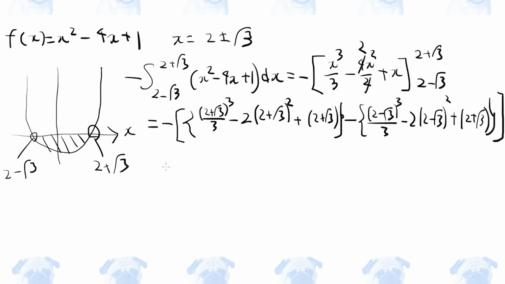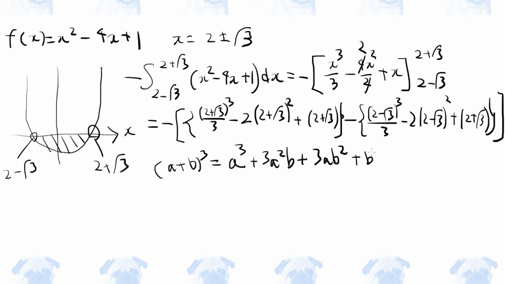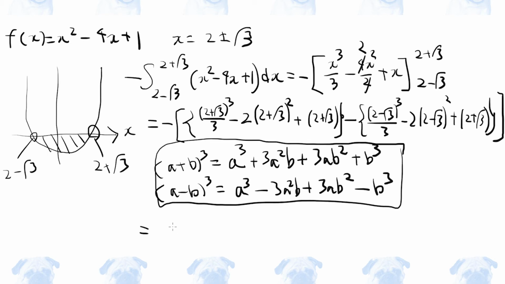This is going to be a very tedious calculation, so I'm just going to tell you how to open the squared brackets and skip right to the solution. (a + b)³ is a³ + 3a²b + 3ab² + b³. And (a − b)³ is a³ − 3a²b + 3ab² − b³. The answer is going to be 4√3.